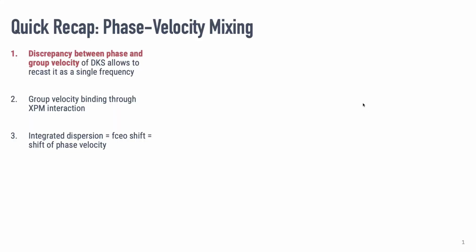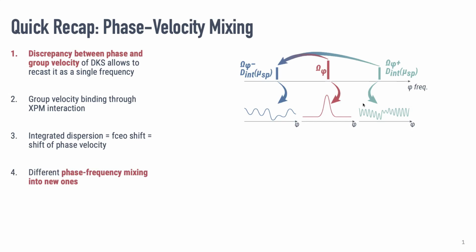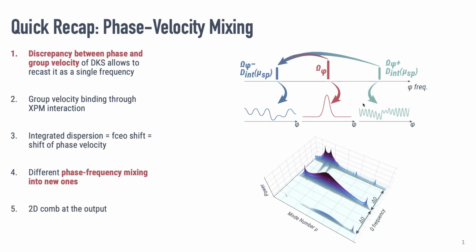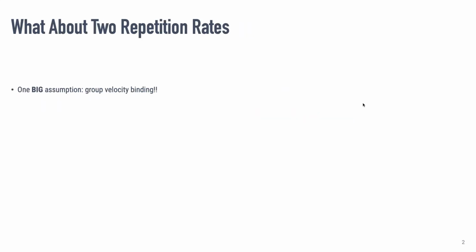The whole point I showed you is that you have a discrepancy between phase and group velocity of the dissipative Kerr soliton, and you can recast it in a single frequency, right? Like you see here, you have nonlinear mixing in this dimension, and basically that means you have a 2D comb that can be produced. So far, so good. But nobody actually asked me about the binding of the group velocity, right? You just assume, fine, group velocity is there together, everything works well. That's a very big assumption here, and most of the time, that's not true.